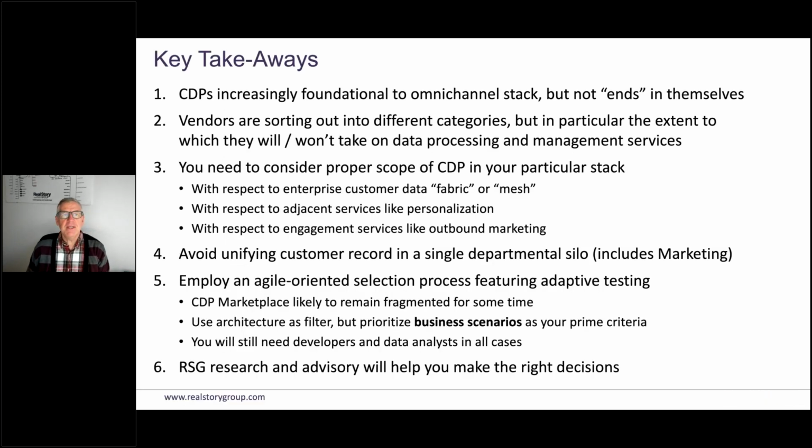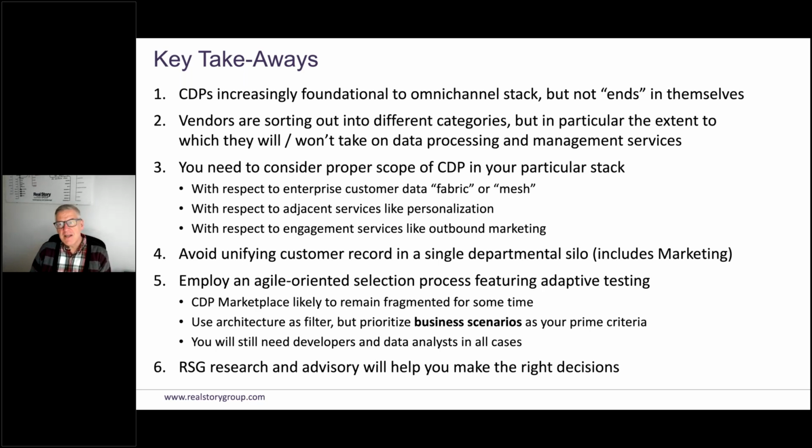So CDPs are increasingly foundational to an omni-channel stack. If you don't have your data house in order, you really can't do omni-channel, you can't do personalization. There's a lot of things you can't do unless you have your customer data house in order. But CDPs are not ends in themselves, they're a means to an end. And so you really need to understand exactly what the business use cases are.